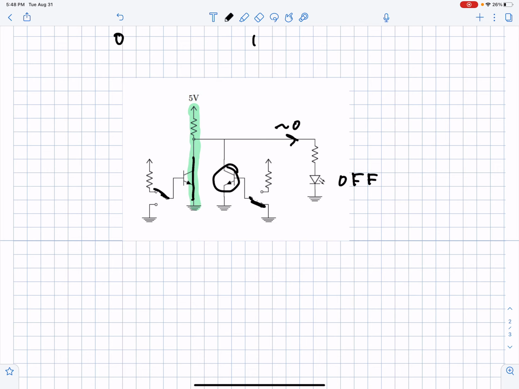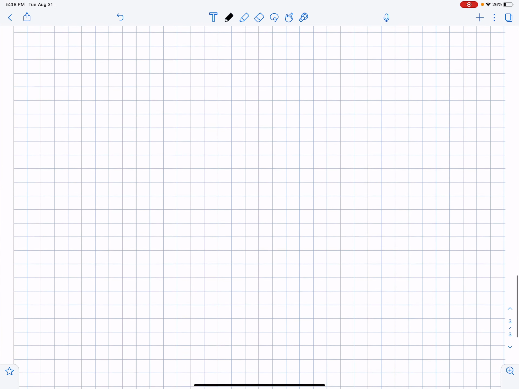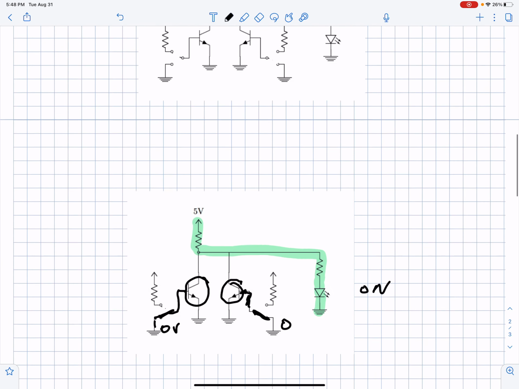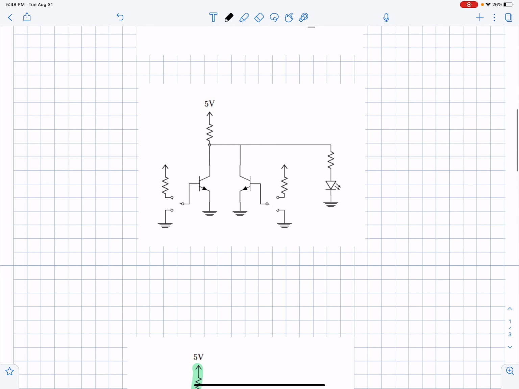Okay, and then finally, there's the case, I lost one of the cases. Let's go up here, I just skipped it. So 1, 1, okay, the transistor is shorted. Okay, so current can flow through either of these paths, but there's a path directly to ground. And so because of that, very little current here, and so the LED is off.